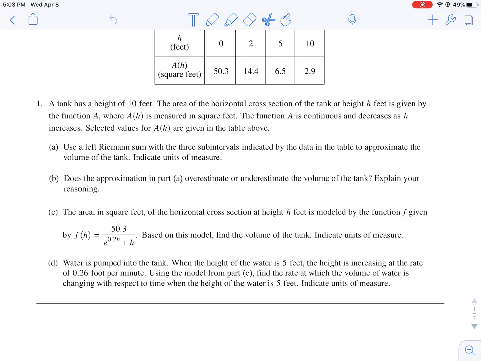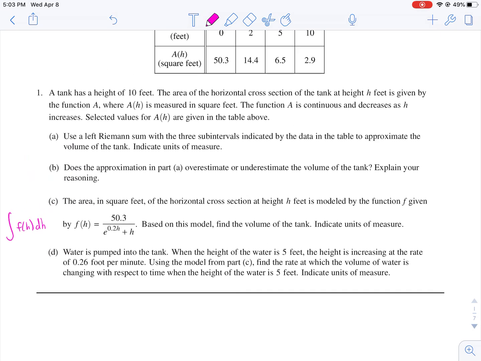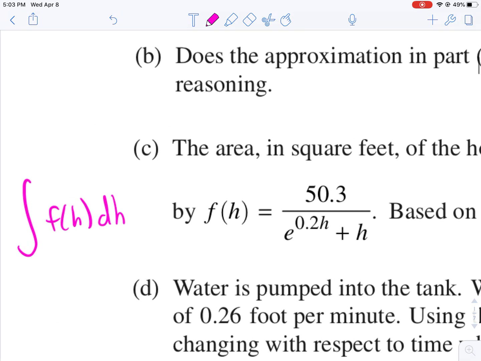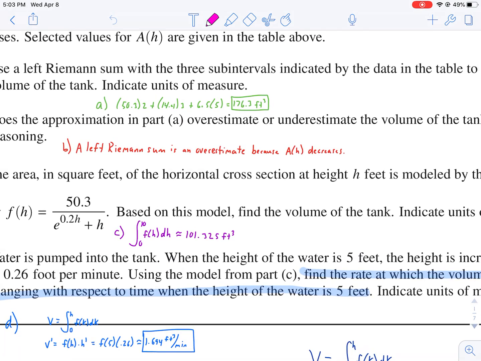Part C, the area of the horizontal cross section at height h feet is modeled by the given function. Based on this model, find the volume of the tank. Okay, so this is our cross section area right here. So you do the integral of cross section area, f of h, times our base length, or our depth, dh, and we're doing that from 0 to 10, and you can just math 9 that, and you can write it exactly as I wrote it right there.